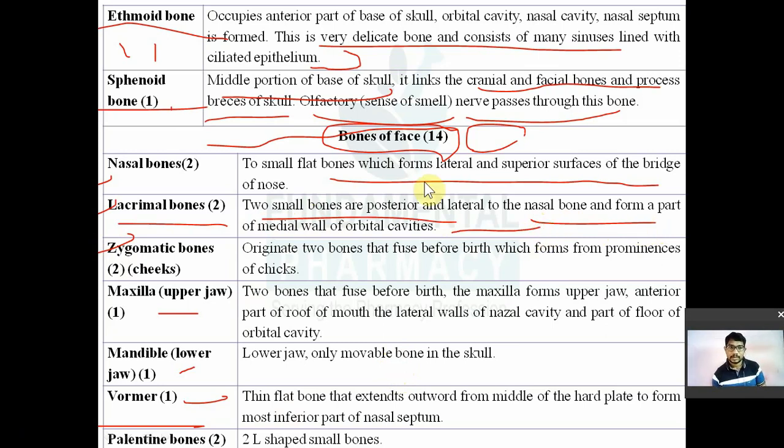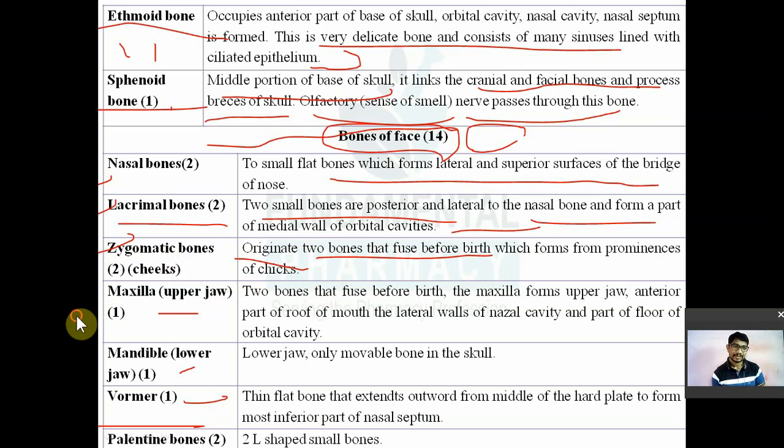Then next one is zygomatic bones. Again they are two in number, known as cheek bone. ये जो गाल दिख रहे हैं that is known as cheek bone. Two bones that fuse before birth, which form prominences for cheeks. These originate as two bones and fuse before birth. मतलब prominence मतलब जो external appearance आ रहा है आपको cheeks का that is because of the zygomatic bone.